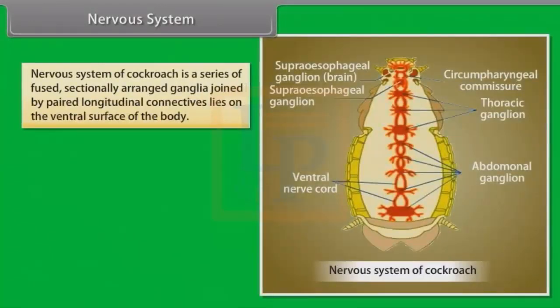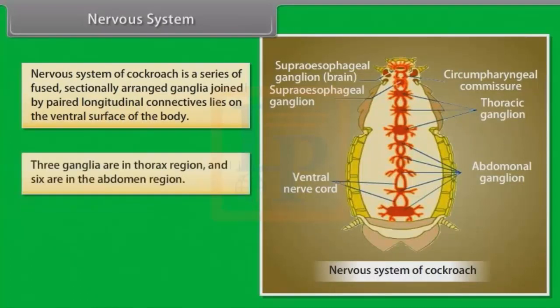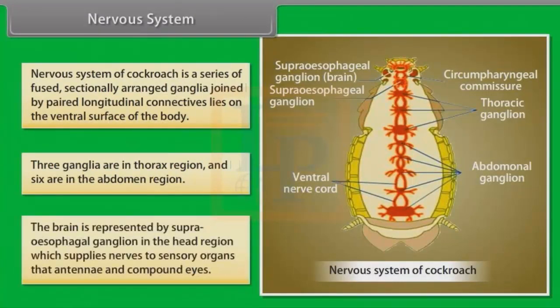Nervous system. The nervous system of the cockroach is a series of fused, segmentally arranged ganglia joined by paired longitudinal connectives, lying on the ventral surface of the body. 3 ganglia are in the thorax region and 6 are in the abdomen region. The brain is represented by the supraoesophageal ganglion in the head region, which supplies nerves to the sensory organs, the antennae and compound eyes.